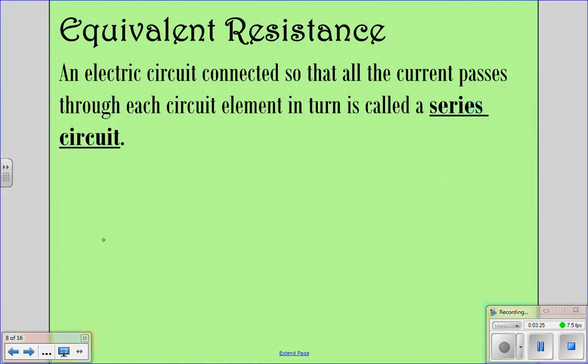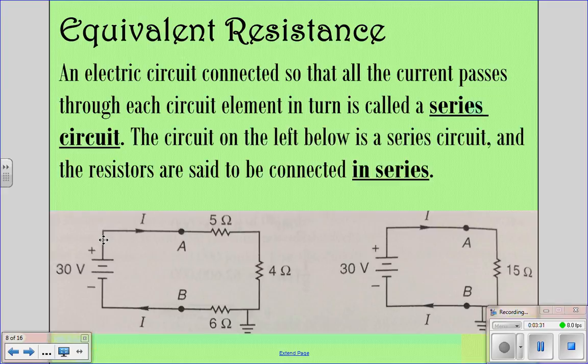So an electric circuit connected so that all the current passes through each circuit element in turn is called a series circuit. And so I've got a picture. The circuit on the left is a series circuit, and the resistors are said to be connected in series.